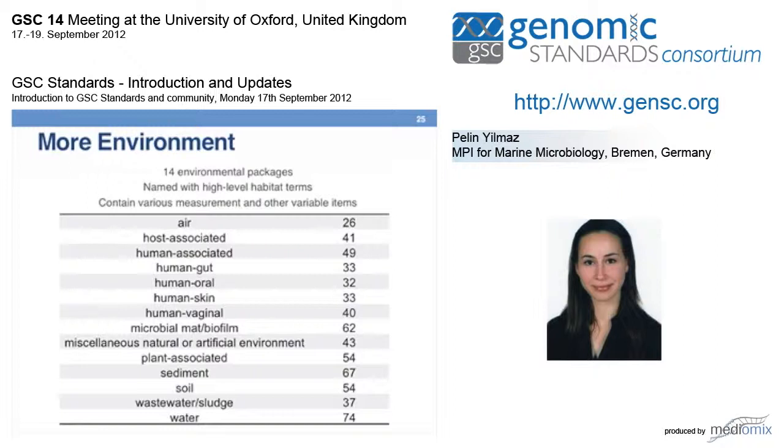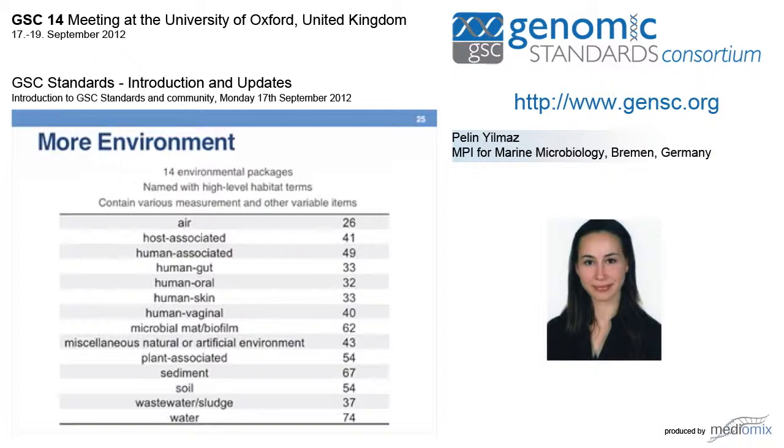So more on the environmental packages. We have about now, actually this slide is a bit old, we have 15 of them. There is also the indoor environment now. That's a recent addition that's developed by the Sloan Foundation. So the environmental packages are named with high-level habitat terms, and they contain various measurements and other variable metadata items. So here is a list of the old 14.